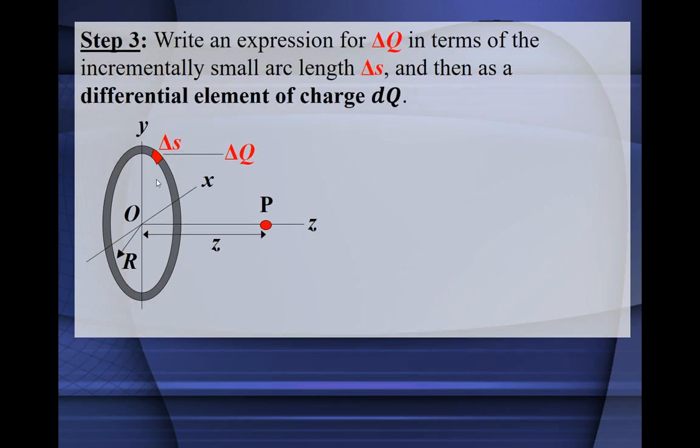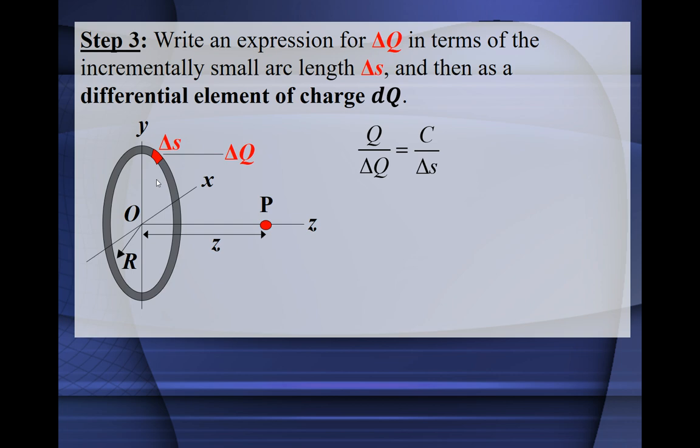We then want to write an expression for delta Q in terms of delta S, and then we'll write it in the calculus notation. We'll drop the deltas and write it in terms of dQ. So if you set up a ratio, if you take the total charge in the ring and divide by the charge in that differential element, that would be equivalent to taking the entire circumference of the ring and dividing by the arc length of that really, really tiny chunk.